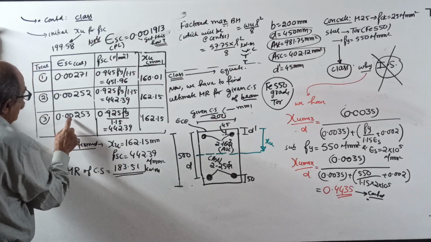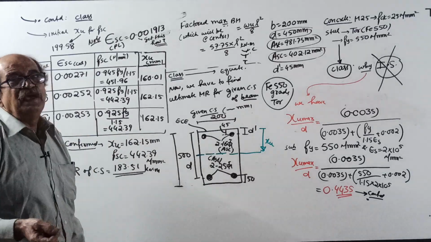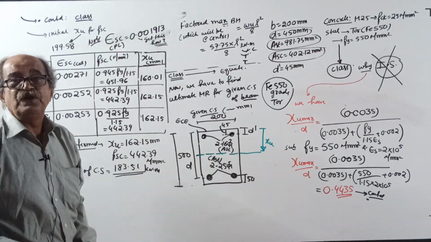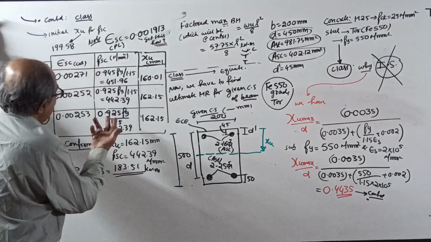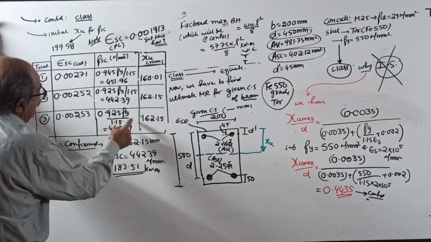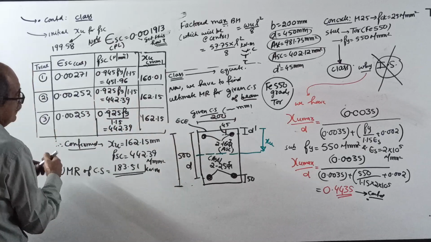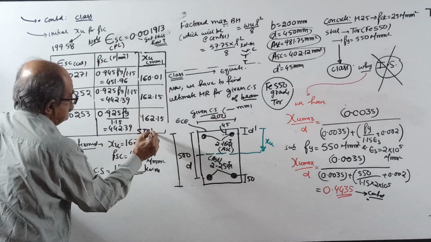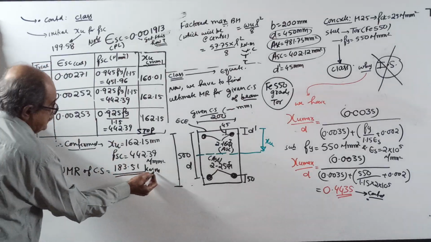See, this is 0.00252 and 0.00253, very difficult in the IS code. See, SP16 you cannot use. Why? Because it is Fe550 steel, so it is almost equal to the same 0.925 fy. So, 440.49. So, stop here. Same XU will come. Stop. Over. Confirmation: XU, FSC. Calculate ultimate MR.